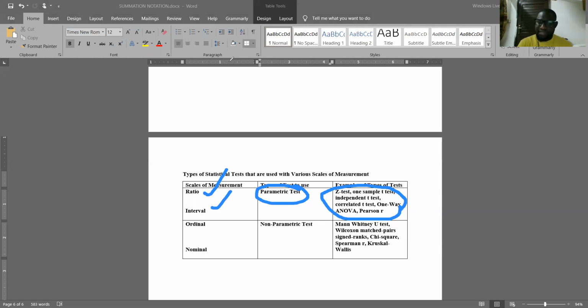Now, the next thing has to do with non-parametric tests. With a non-parametric test, the scale of measurement should either be ordinal or nominal. So when you realize that ratio has been reduced to ordinal or nominal, then this time around you can't use a parametric test, because it has been reduced to the lowest, that's ordinal or nominal. Hence, you're supposed to use a non-parametric test. And these are some examples of non-parametric tests.